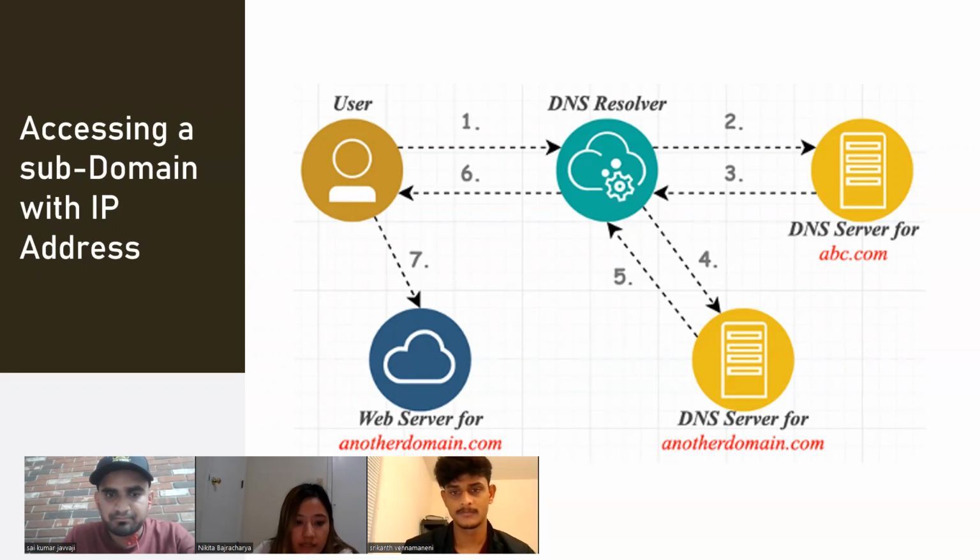During this process, the user requests abc.com rather than anotherdomain.com, as the browser is not aware that anotherdomain.com even exists. Even though the CNAME record is used, the URL bar in the browser will still display abc.com.